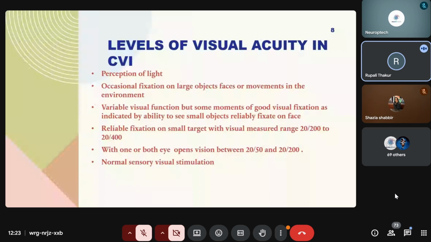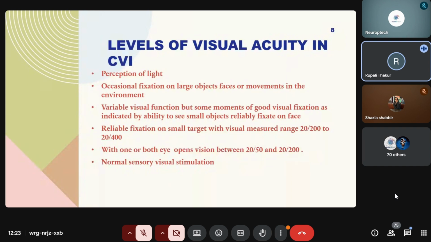With one or both eyes open, if we pass these 3 points, we have different types of charts, the Teller acuity card and the Lea paddles also. Then we can identify, okay, some of the time when we occlude one eye, the child is able to resist, and when we do the same for the other eye, he or she resists for the same. Then what we can do is check the binocular vision. If there is 20 by 400 vision, that means the child is able to see some amount, because from a variable distance we can see.